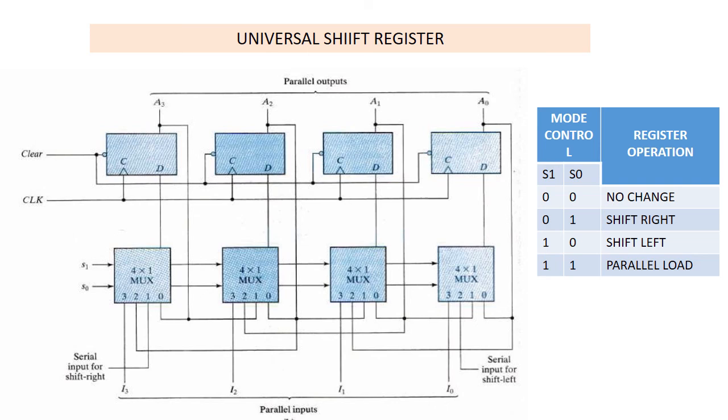Finally, when S1, S0 equal 1, 1, the binary information on the parallel input lines is transferred into the register simultaneously during the next clock edge.